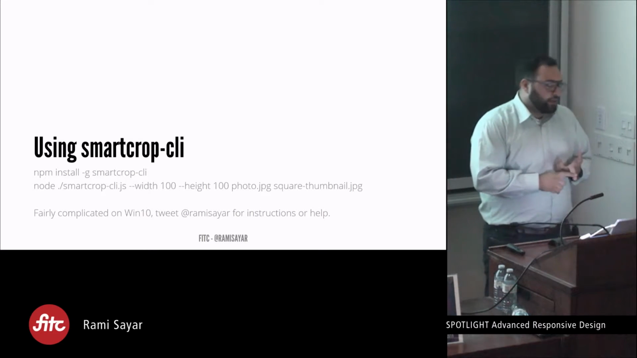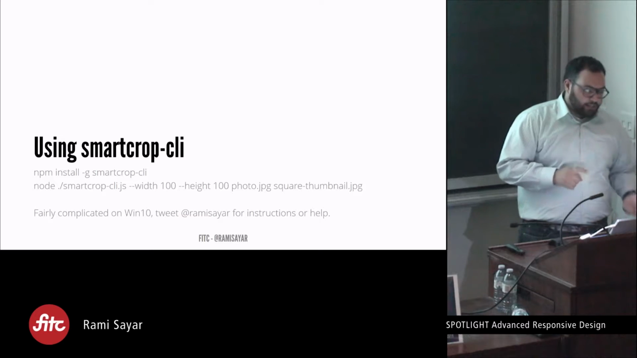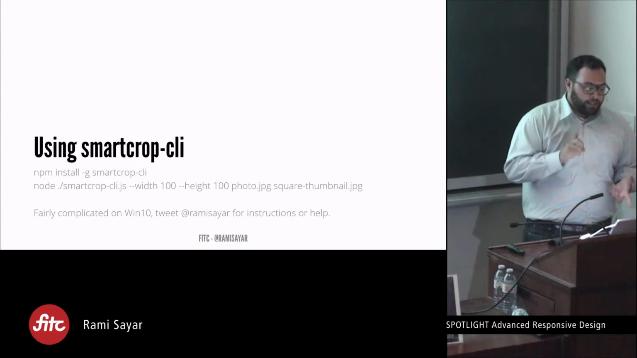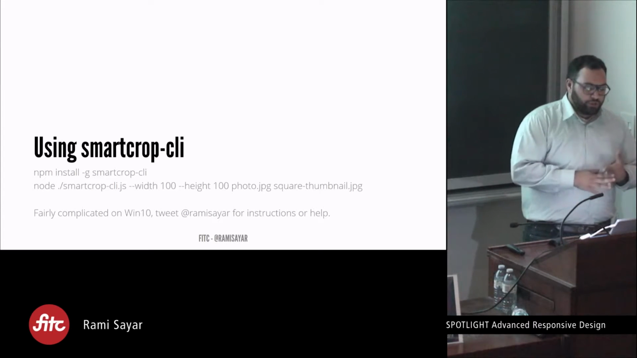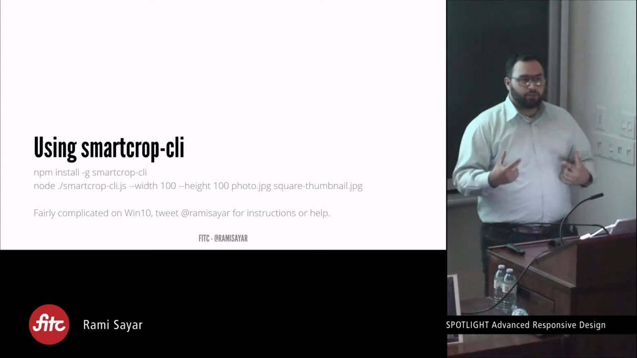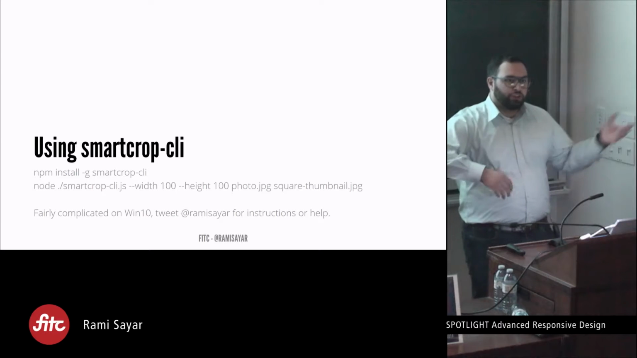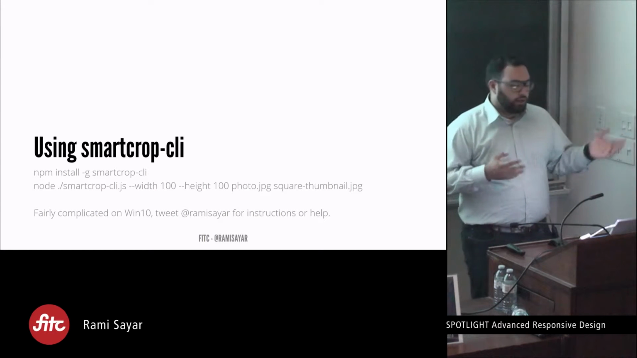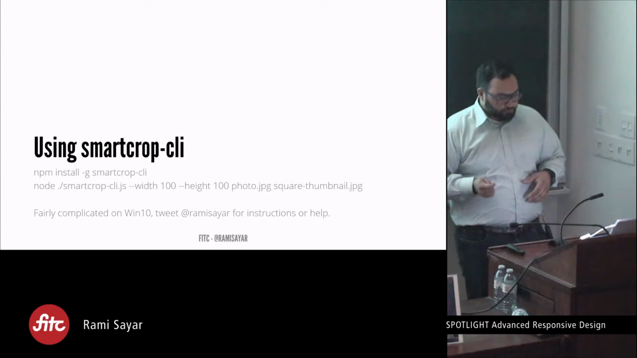And to do that, you do npm install -g smartcrop-cli. And then it's basically a tool that you could use. You pass it the width and height that you want your crop to be. And then you pass it the image, and it'll just output to another JPEG.